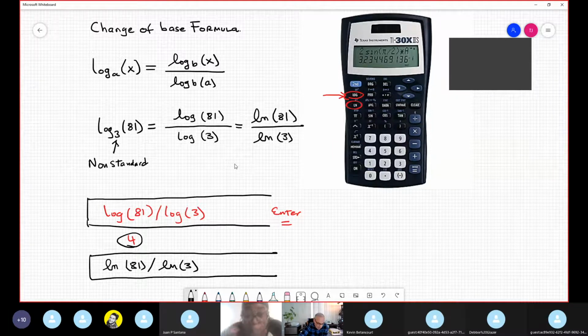Let me try again. ln 81, sorry, divided by ln 3. Press enter, bam, again I get 4. Do you understand very well the change of base formula? Super good, super useful. Okay, now we are ready. We are ready in this moment to solve.